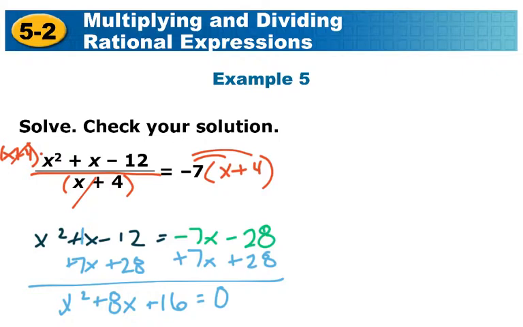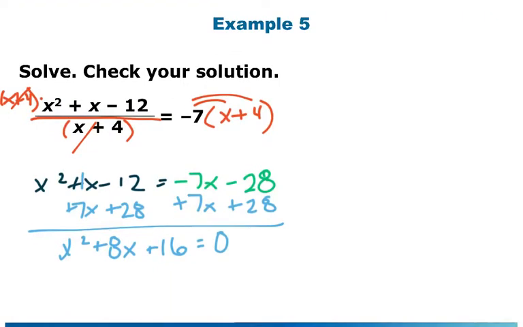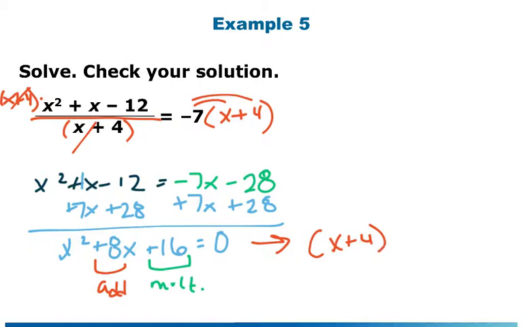And so then I just have to see if I can actually factor this. So is there something that multiplies to be 16, but at the same time adds to be 8? And that's a 4 and a 4. So that means that x plus 4 and x plus 4 are somehow supposed to equal 0. So when will that make a 0? When you plug in a negative 4, right? So x is negative 4.